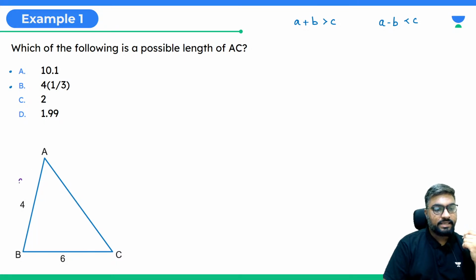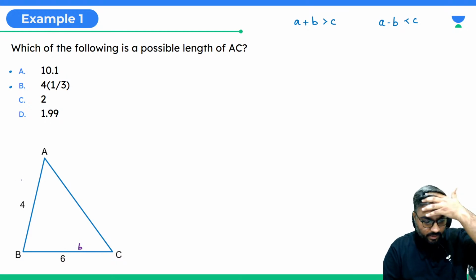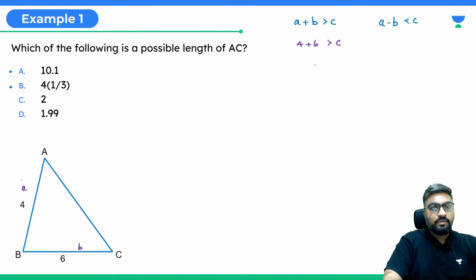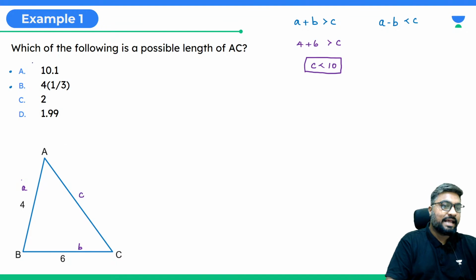Okay, we can say this side is A, this side is B. So what is happening here? Very good, Gulam, Vedansh. 4 plus 6 should be greater than C, or in other words, C must be less than 10. So our third side C should be less than 10. Can it be 10.1? No, not possible. Because C has to be less than 10, we cannot have 10.1 as C. So Pooja, those who said option A, this is ruled out.